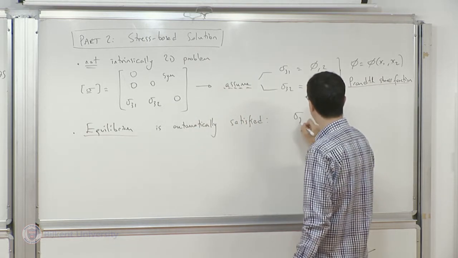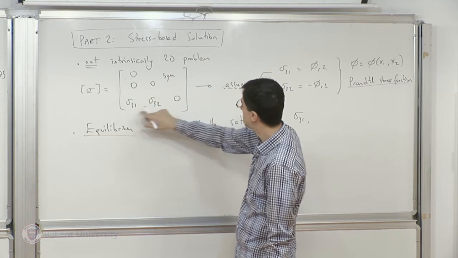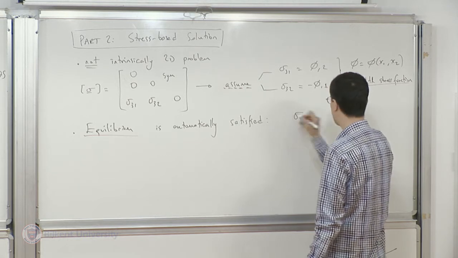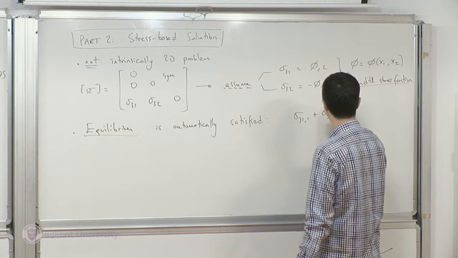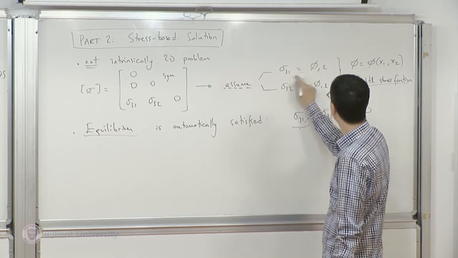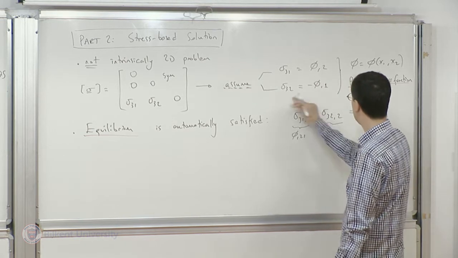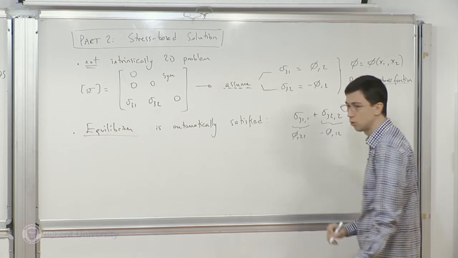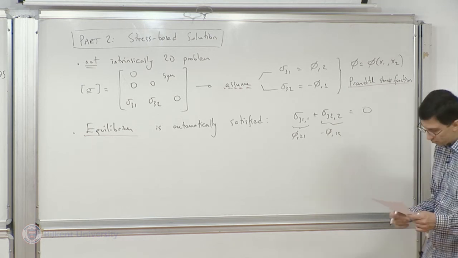So equilibrium in this case, we've already discussed it in the first part. It simply has to do with, along the x3 coordinate, sigma 3,1 comma 1 plus sigma 3,2 comma 2 has to be equal to 0. Sigma 3,1 comma 1 is phi comma 2,1. Sigma 3,2 comma 2 is minus phi comma 1,2. And therefore, the result is 0. OK, good.